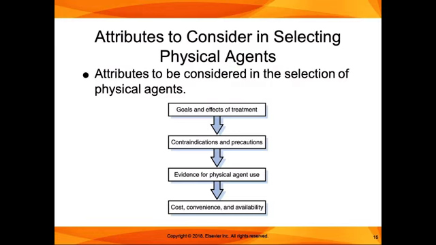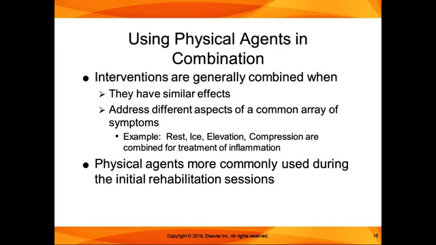We'll talk about more of those when we talk about specific agents. So when we're using physical agents in combination, interventions are generally combined when they have similar effects. Meaning, you're not going to do something that increases circulation and then another thing that decreases circulation. Sometimes you might. We'll talk about specific cases with that, like with a contrast bath. But there are certainly things that address a common thing.